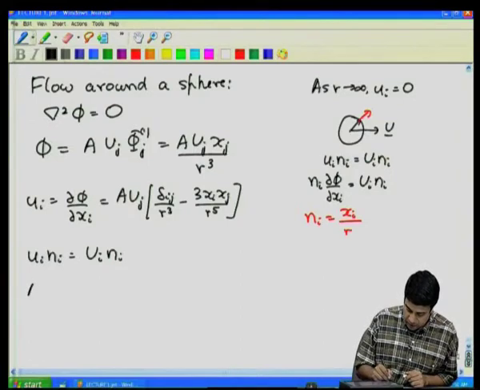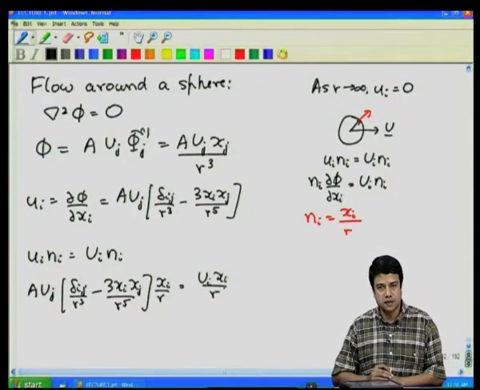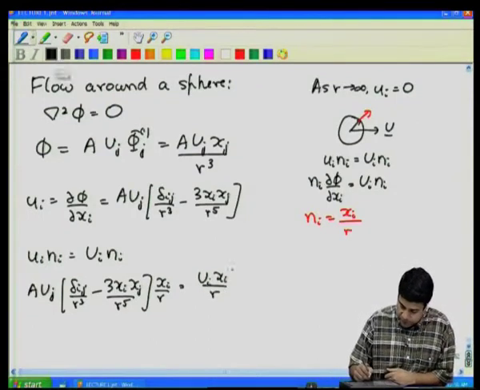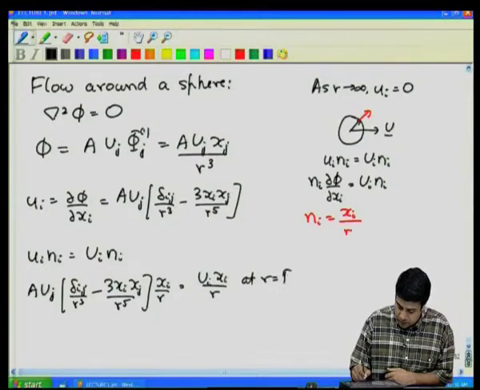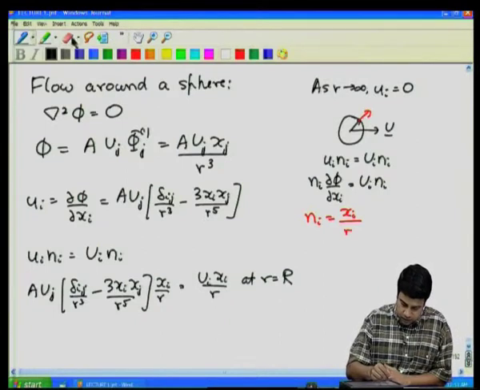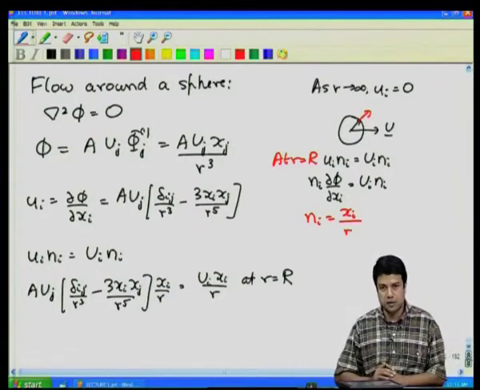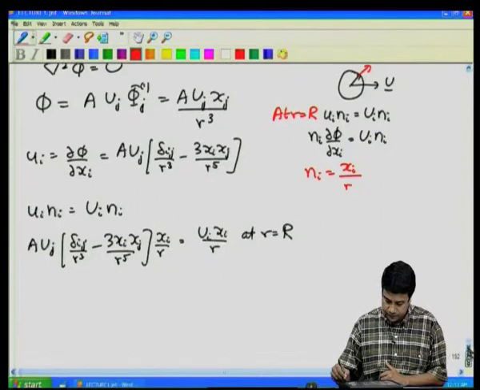So, therefore, I have a U_j into delta_ij by r cubed minus 3 x_i x_j by r power 5, times x_i by r, is equal to U_i x_i by r. This is on the surface of the sphere at r is equal to the radius of the sphere. So, let us put r is equal to R here, where capital R is the radius of the sphere.